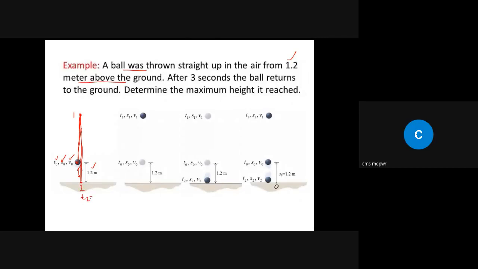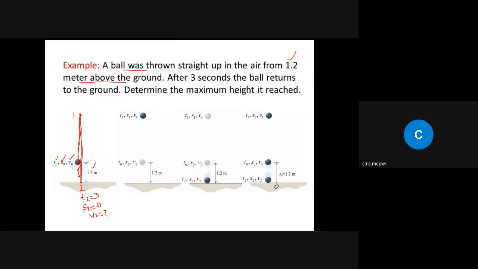And what will be s2 here? s2 will be 0. What will be v2? We don't know v2 at the moment. We don't know the velocity due to gravity.